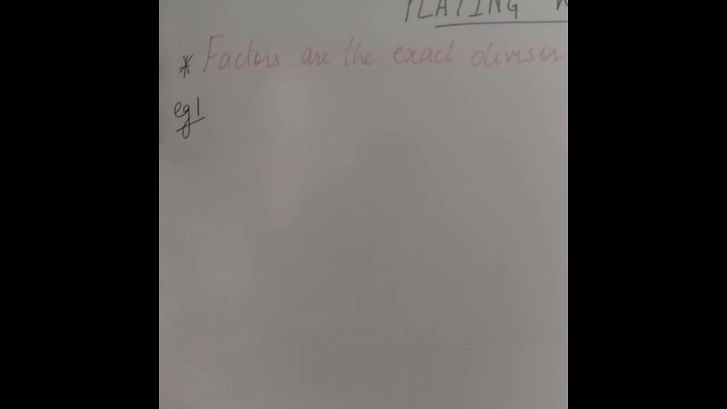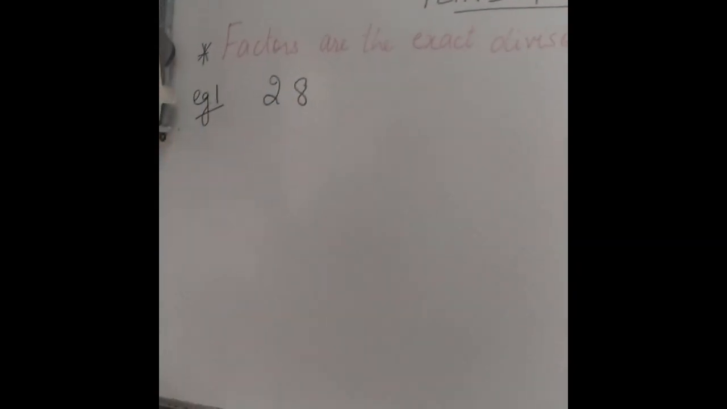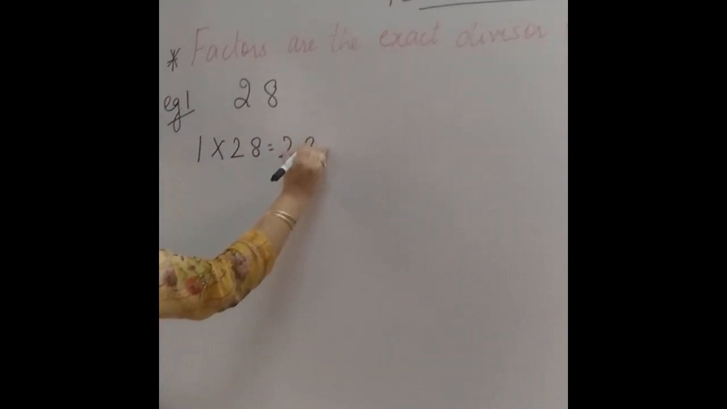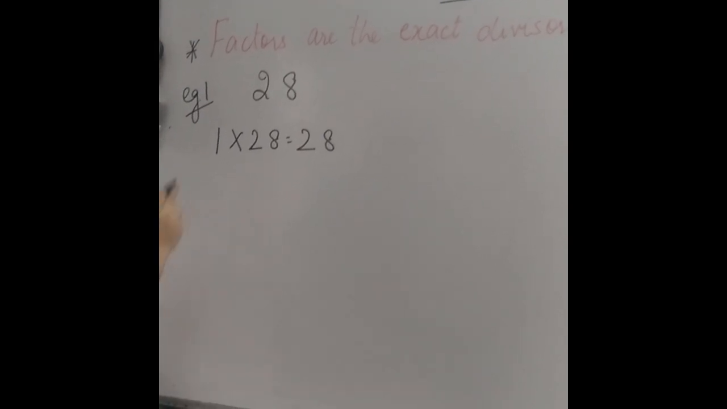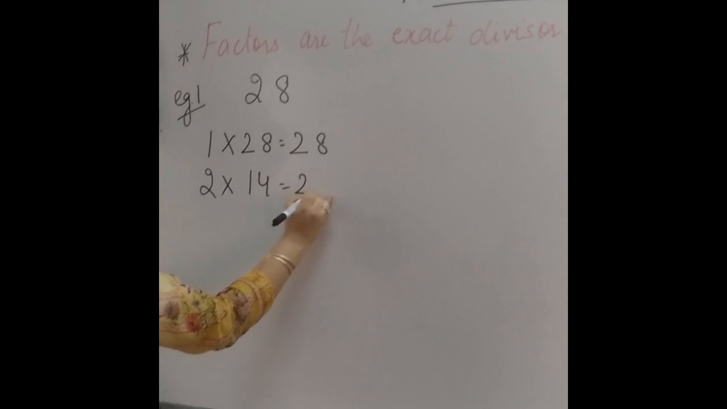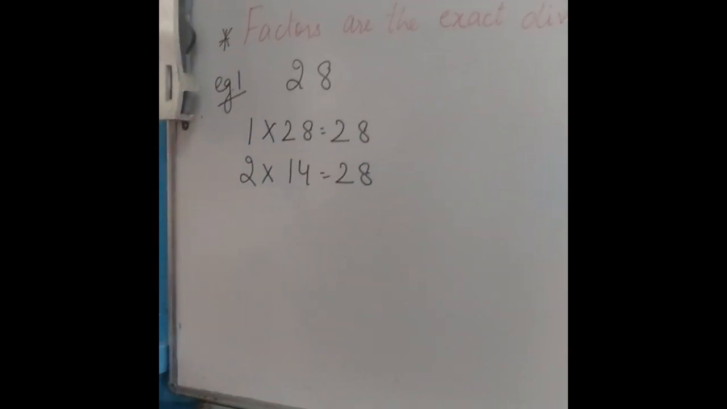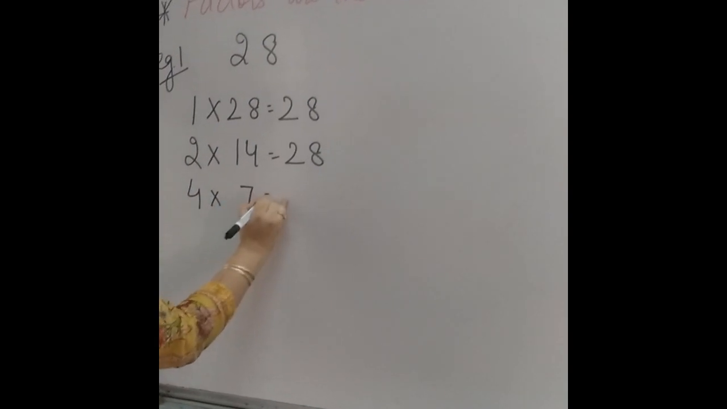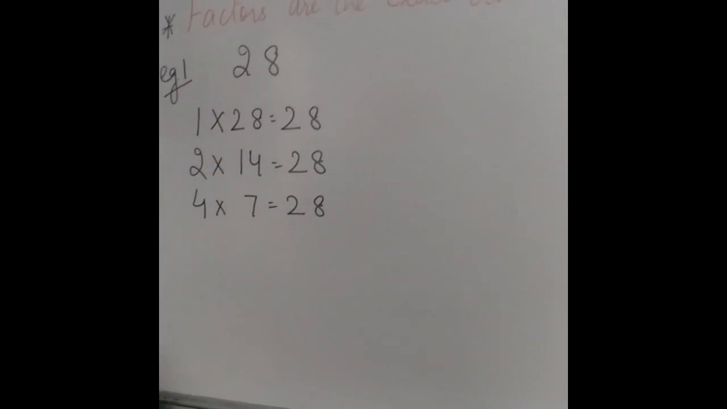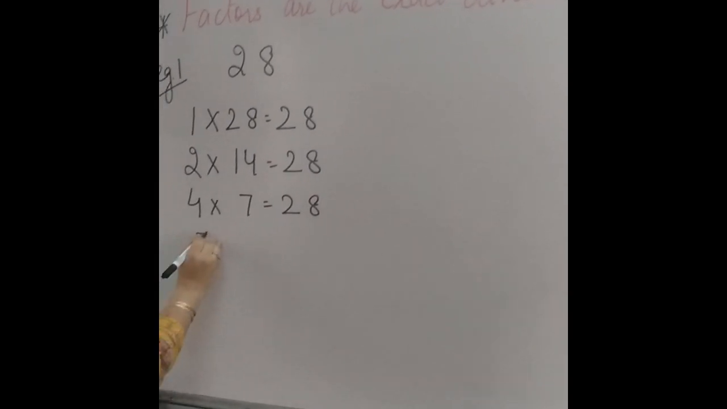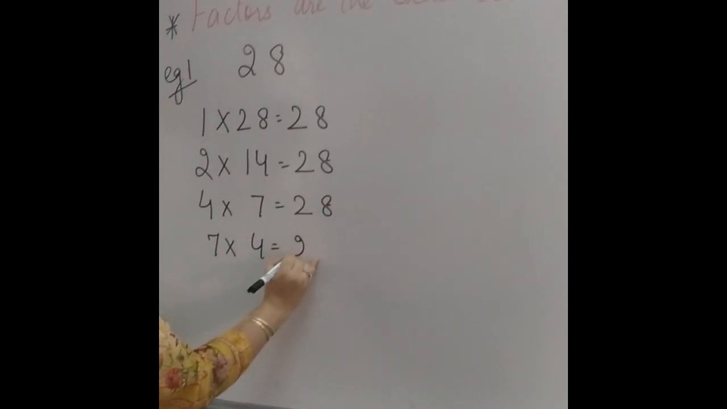Now let us start with one example. Suppose we are going to find the factors of 28. Let us start. 1 into 28 is 28. If we check for 2, it is an even number, so it will go in the table of 2. 2 into 14 is 28. It does not come in the table of 3. Let us check by 4. 4 7s are 28. It does not come in the table of 5, 6. Now let us check for 7. Again 7 4s are 28.